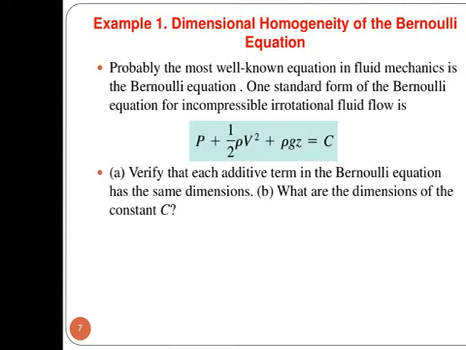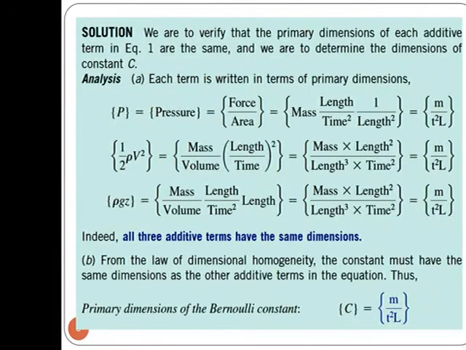Example: probably the most well-known equation of fluid mechanics is Bernoulli's equation. One standard form of Bernoulli's equation for incompressible irrotational fluid flow is P plus half rho v squared plus rho gz equals C. A. Verify that each additive term in Bernoulli's equation has the same dimension. B. What are the dimensions of the constant C? Solution: we have to verify that the primary dimensions of each additive term in equation 1 are the same, and we are to determine the dimension of constant C.